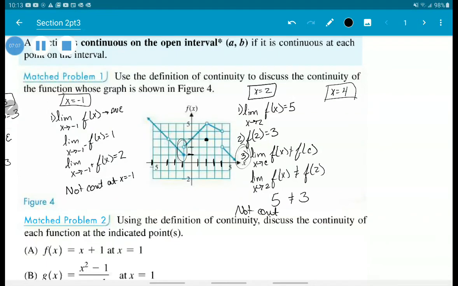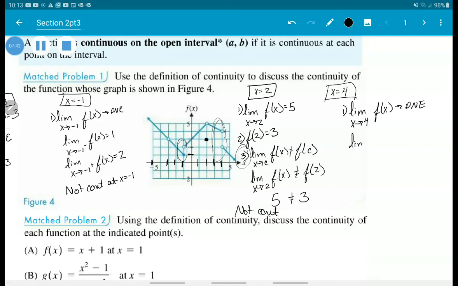And then let's look at 4. So if we look at 4, visually we have a gap. So let's test our definition here. Which piece of the definition falls apart? If I take the limit as x approaches 4, notice that that limit's not defined. So right off the bat in this problem, we have a big problem because that limit doesn't exist.